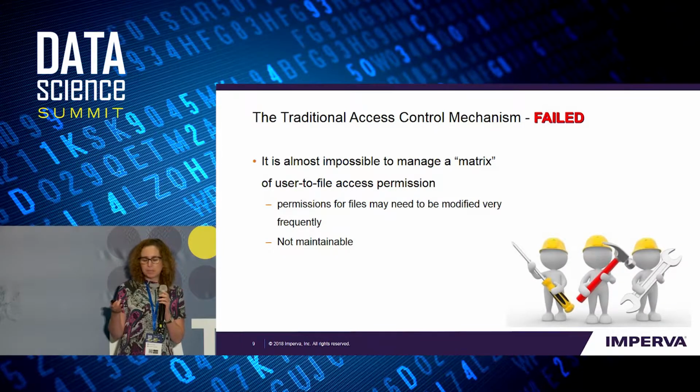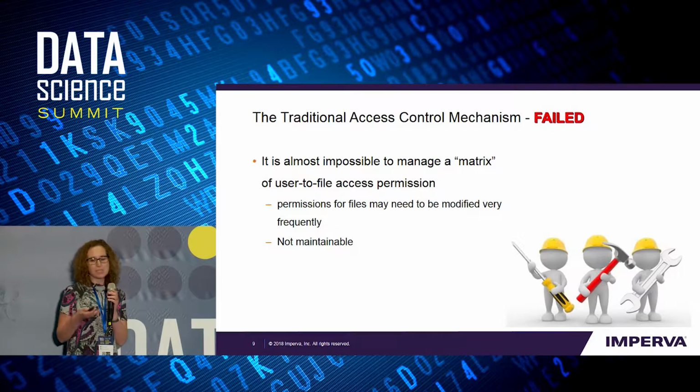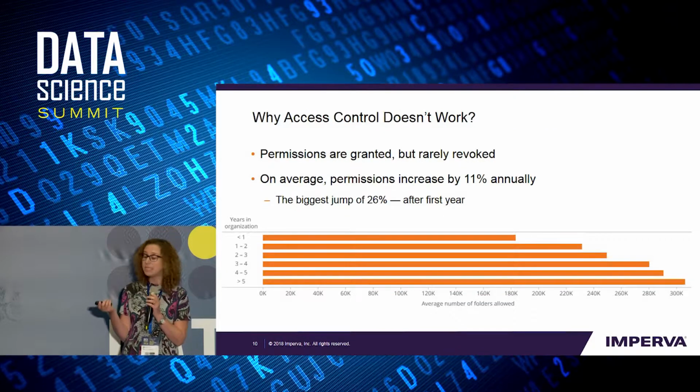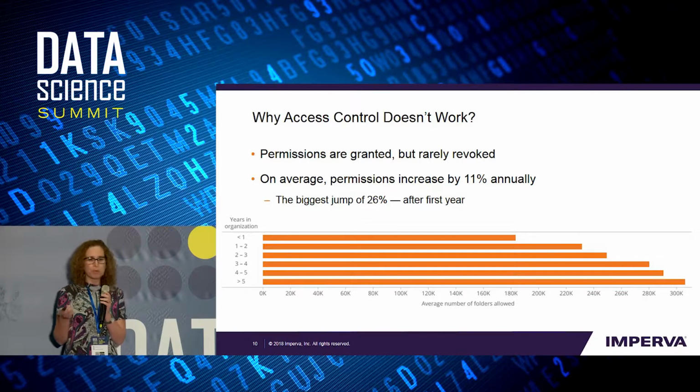These matrices are very big and it's very hard to manage them. We have many users in the organization, we have many folders in the organization, and many times these permissions should be changed due to a change of position or a change of project, etc. These matrices are very hard to maintain. And indeed, we see that in reality, permissions are granted and rarely revoked.